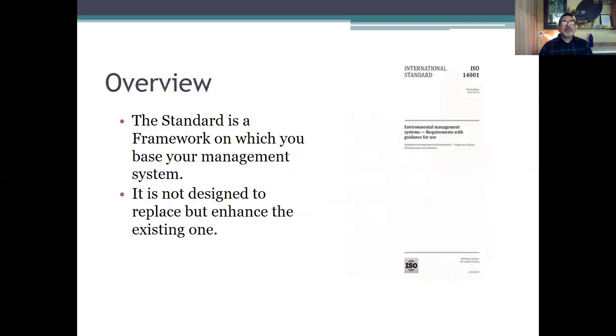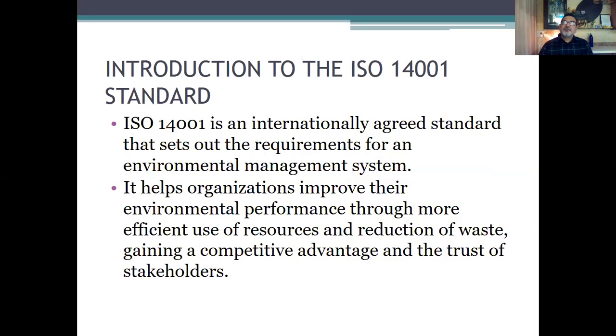Let's see what a standard is. The standard is a framework on which you base your management system. It is not designed to replace, but enhance the existing one. The first environmental management system standard, BS 7750, was published in 1992 by the British Standards Institution Group. In 1996, the International Organization for Standardization, that is ISO, created the ISO 14000 family of standards.